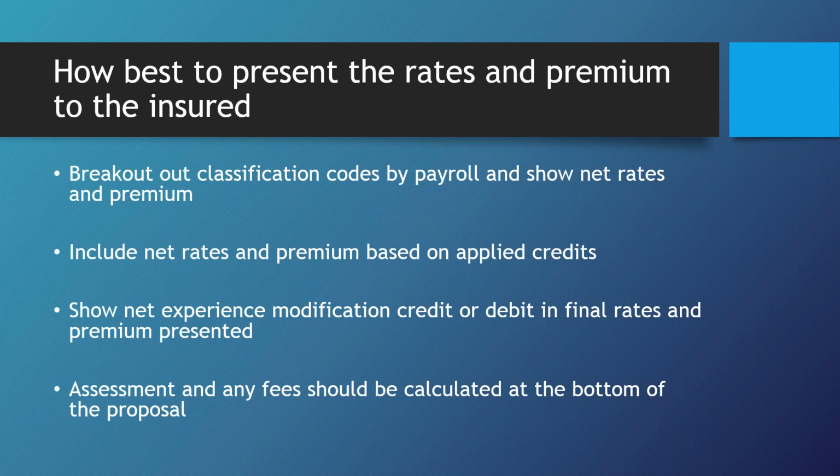The net rate should also show somewhere on that form. It can be either right next to the base rate, or you can have it off to the side a little bit. I typically do that on the quotes that I present. Just off to the side, I will show the class code and then the net rate for that particular class code. Show any discounts or credits that are applied.